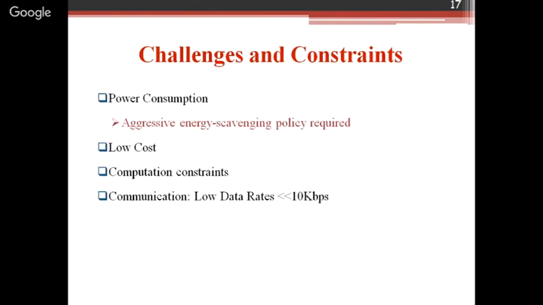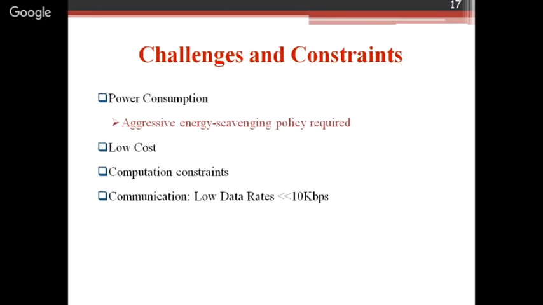Computation constraints: I've already told you that small sensor nodes have to process a lot of data, the data they are gathering in real time. And then communication, low data rates. I have told you where to put the WSN. They come under the category of personal area networks. So they have very low data rates at which they transmit the data to their neighboring nodes. And these are not all the challenges. There are a lot more challenges related to the WSN, but these are the main ones.